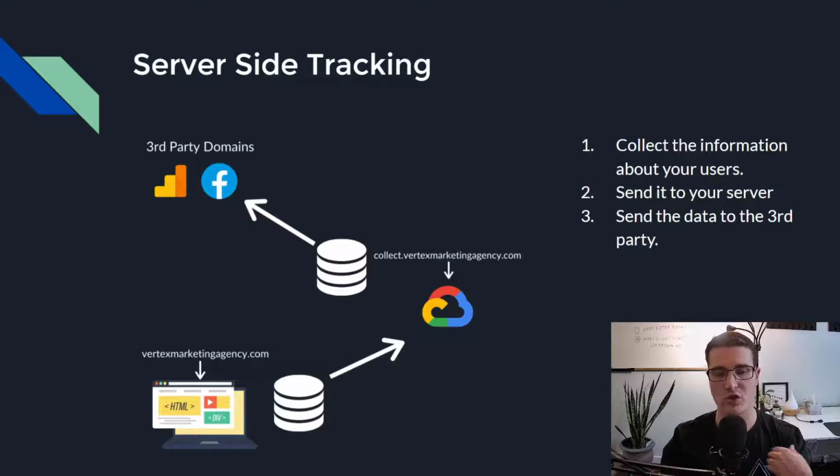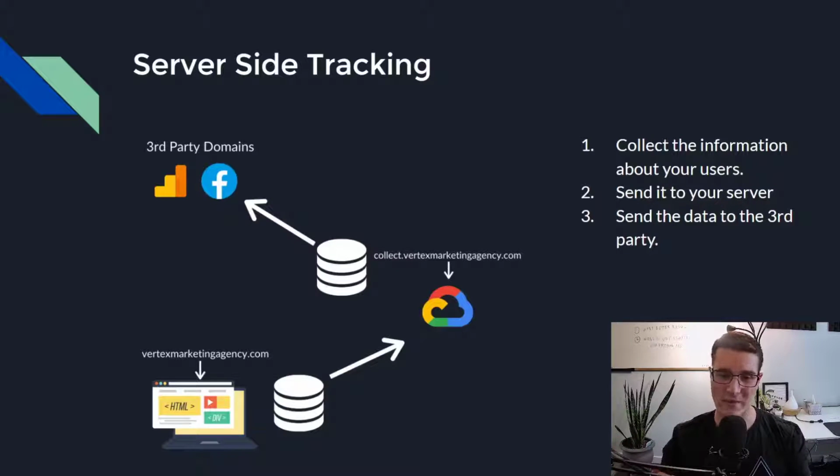That's the way we usually do it. So collect the information with Google Tag Manager and send it to our server, which is collect.vertexmarketingagency.com. And keep in mind that this is still our domain. So we can do that. We can send information internally because collect.vertexmarketingagency.com is not a third-party domain.